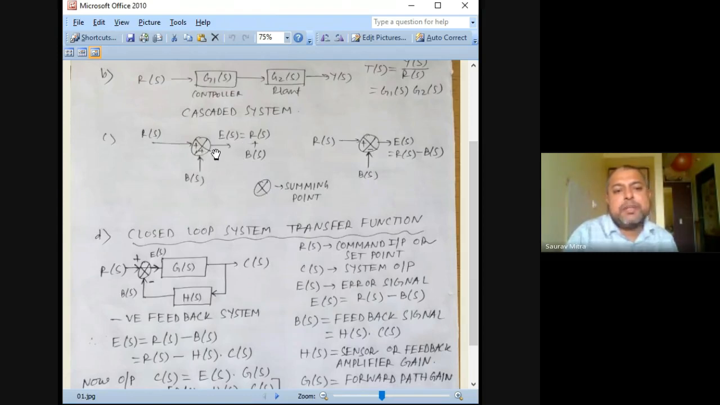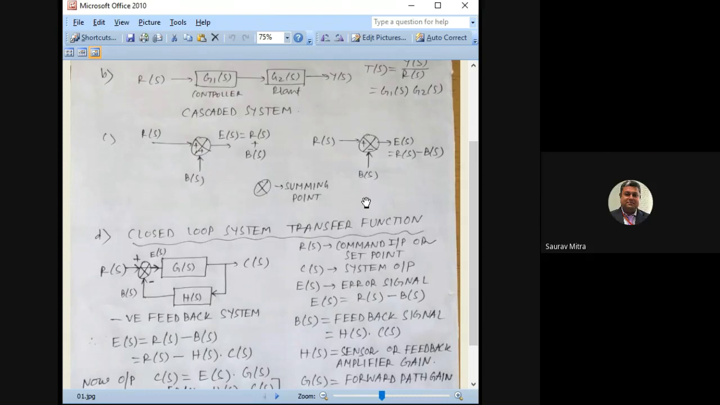Positive feedback because this arrow is connected to this positive here. So what is E(s)? E(s) is R(s) plus B(s). R(s) is the command input, B(s) is the feedback signal. So E(s) is equal to R(s) plus B(s). And here, the same thing, B(s) is coming, but B(s) is negative. Whether it should be positive feedback or negative feedback, that is in our hand. We have to decide, depending on the situation and the system that we are designing. Or it will be given to you, that the signal is coming back with positive feedback or negative feedback. So in this case, it is negative feedback, R(s) minus B(s). So the error signal is equal to R(s) minus B(s).